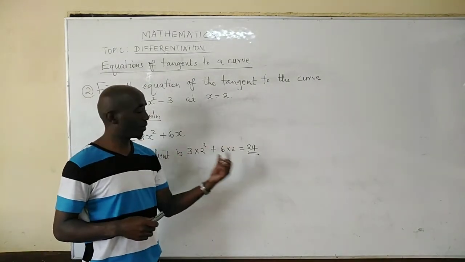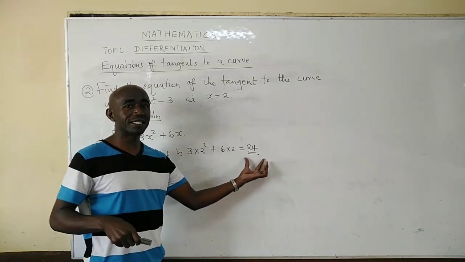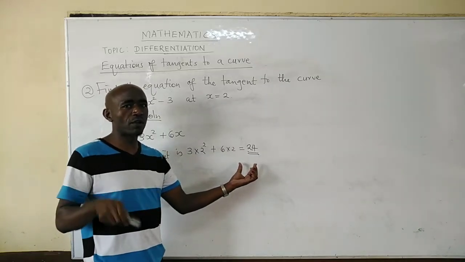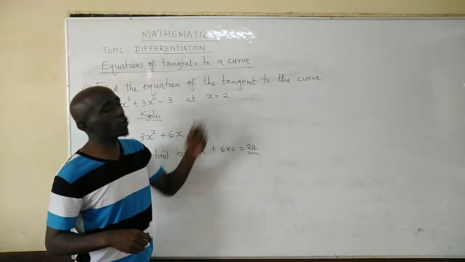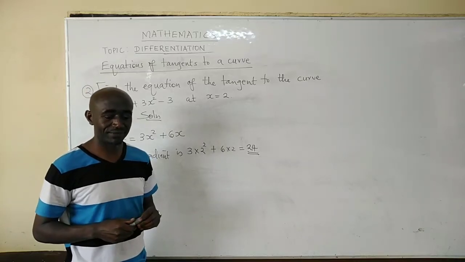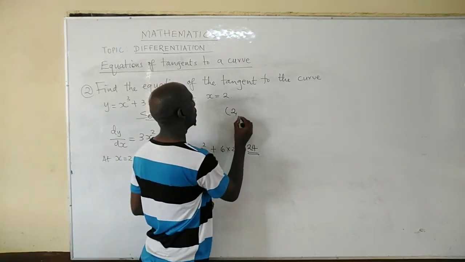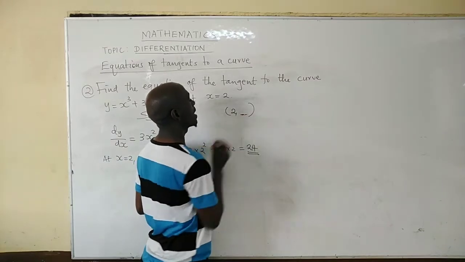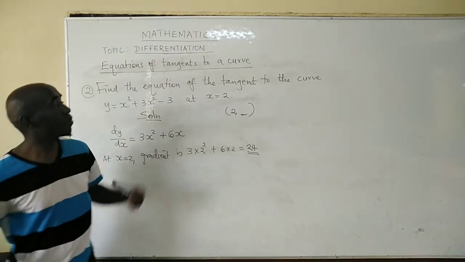like in the first example, the gradient of the line and a point in coordinate form, x coordinate and y coordinate. But now here, it's a bit different. We've been given the x coordinate. We have not been given the y coordinate. So how do you get the y coordinate? The point should be 2 and a value for y coordinate, which we've not been given. So we must find that y coordinate.